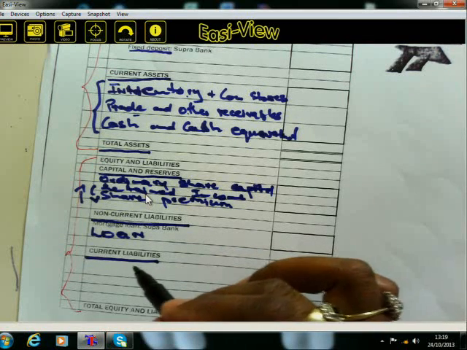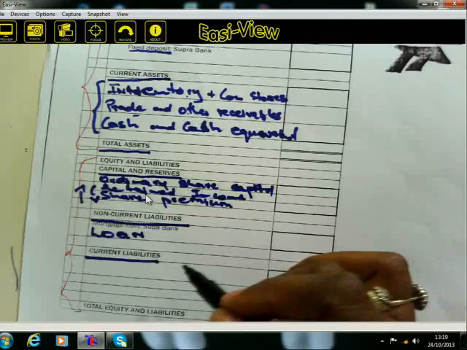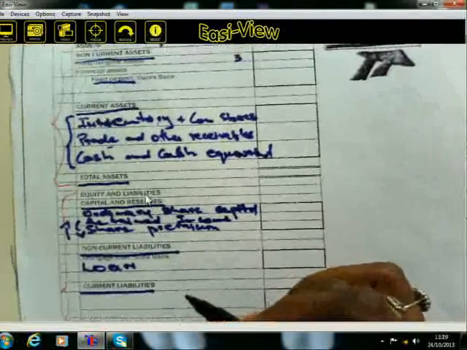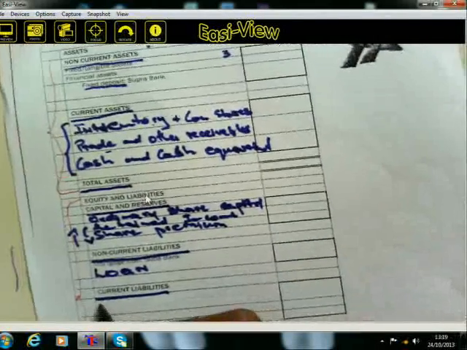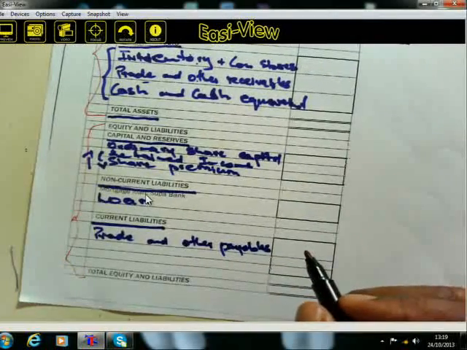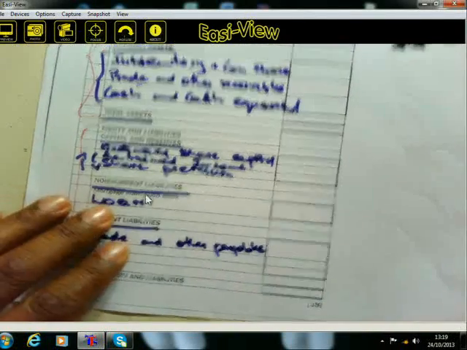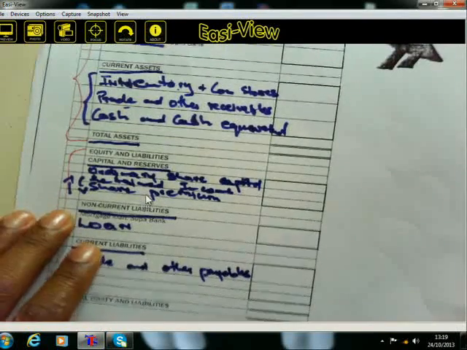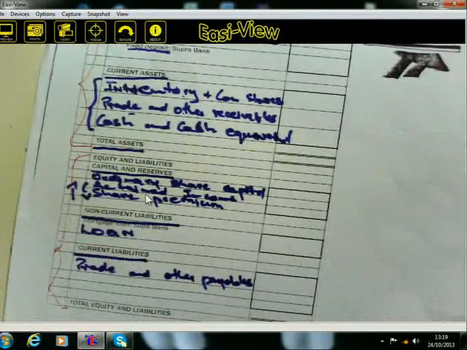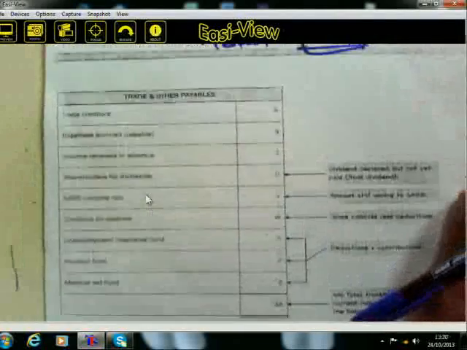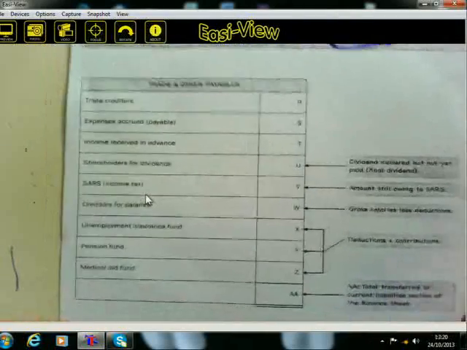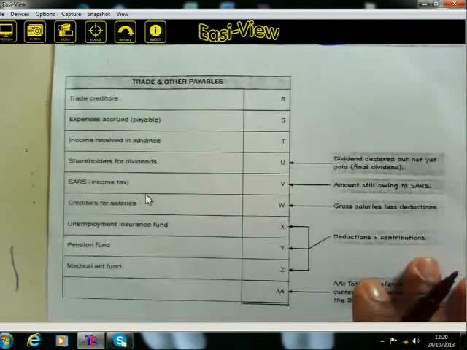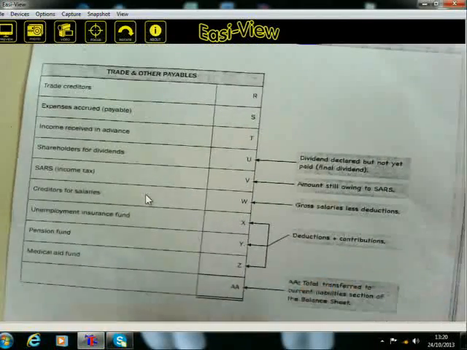Under the current liabilities, here we are looking at trade and other payables. Now let's look at the trade and other payables. What is it that we'll have to take into consideration under trade and other payables? Here it is. Under trade and other payables, it's whereby we consider the trade creditors.